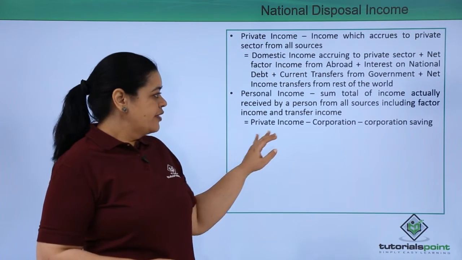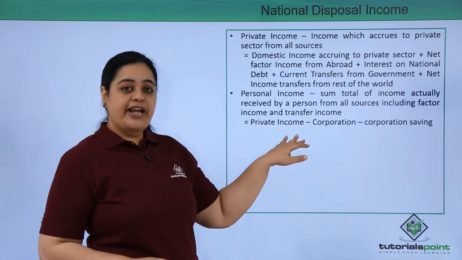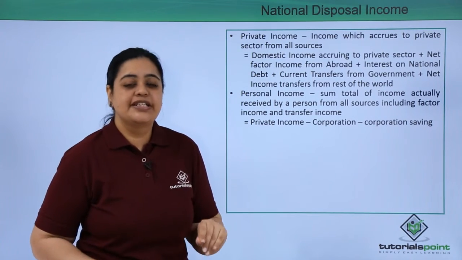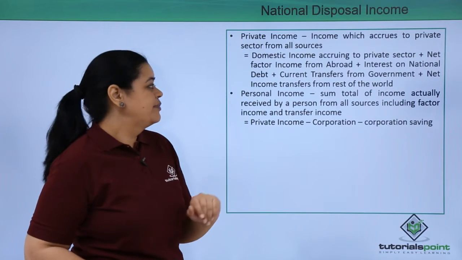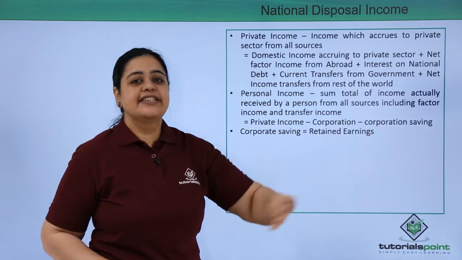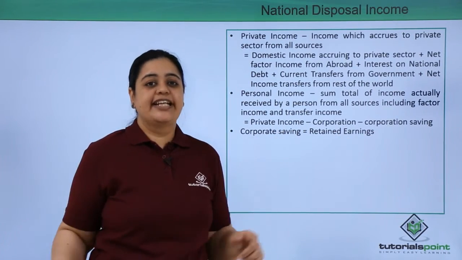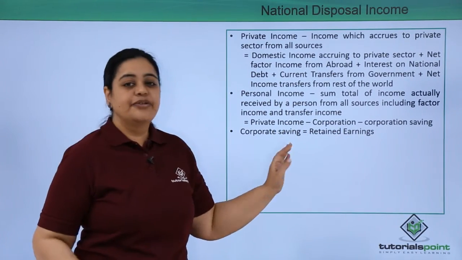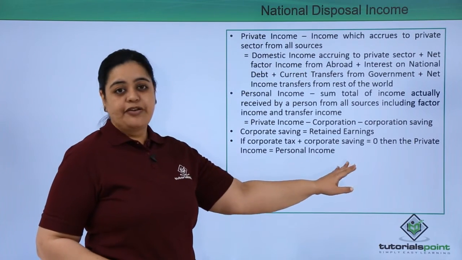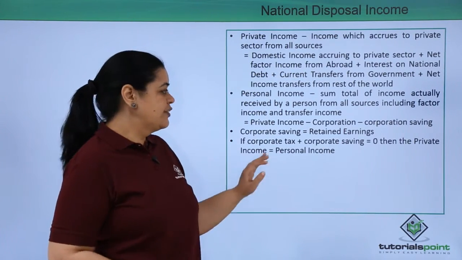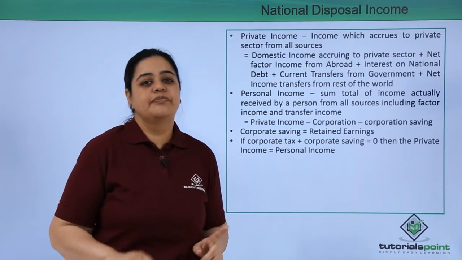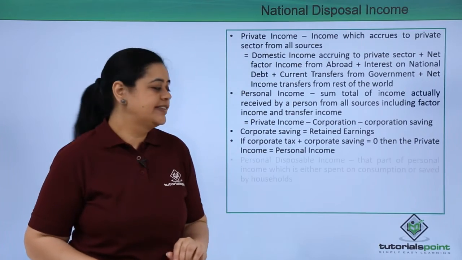So I can say private income minus corporate savings is my personal income. Here corporate savings is nothing but the retained earnings of corporates, so that's included as corporate savings. Now remember, if corporate tax plus corporate saving is equal to 0, then your private income becomes your personal income in that scenario.